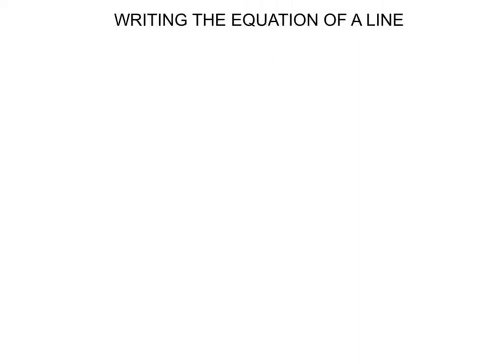I want to look at an example or two of how to write the equation of a line just to make sure that we have this down. Now, as a reminder, the two things that we must have is the slope, and we also have to have a point. So as long as we have those two things, we can go ahead and write the equation of a line. So let's take a look at the following example.